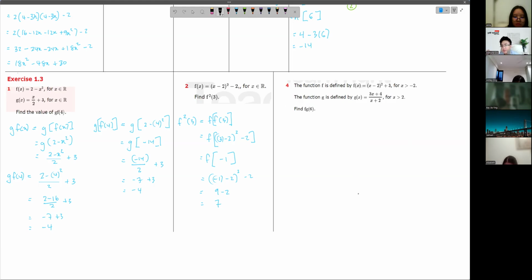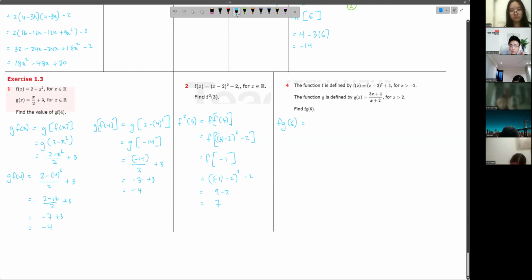All right, so this one. f is given by that. The function g is this. Find fg(6). So this one, you see this question, if you do fg(x) first, it becomes very complicated. Okay, let's see. So fg(x) will be (3x plus 4) over (x plus 2), minus 2, squared, plus 3. See, it becomes very complicated, right?